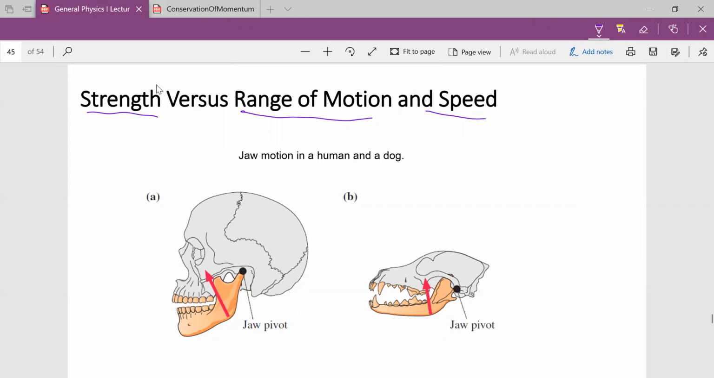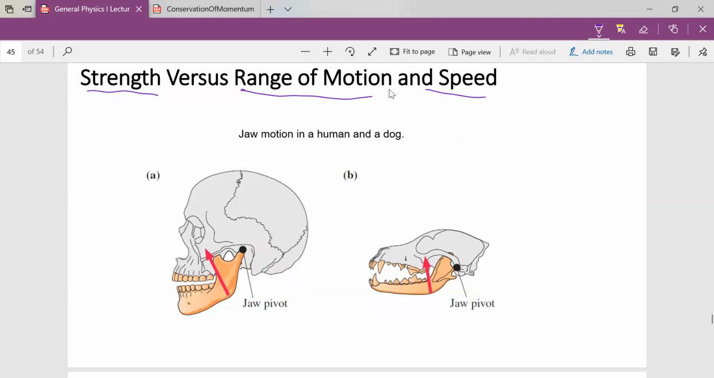Yeah, we have the example of the plier and all that. Good, very good. Okay. So we look at the last part, which is the stress versus range of motion and speed.